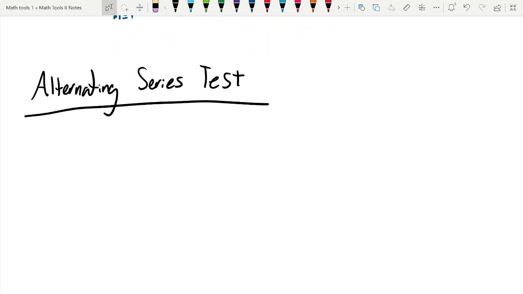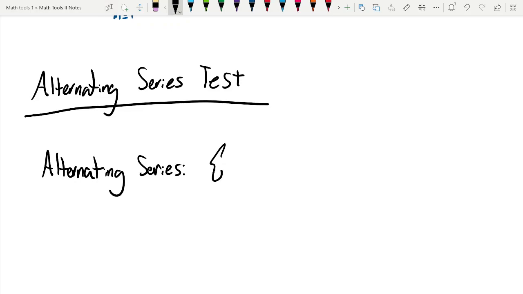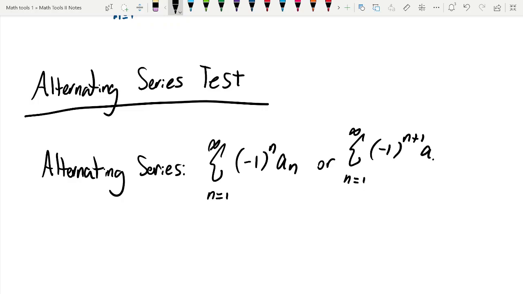So in general, an alternating series, the definition of an alternating series is a series that alternates between positive and negative values. So this would be something of the form n equals 1 to infinity of negative 1 to the n a sub n, or n equals 1 to infinity of negative 1 to the n plus 1 a sub n.